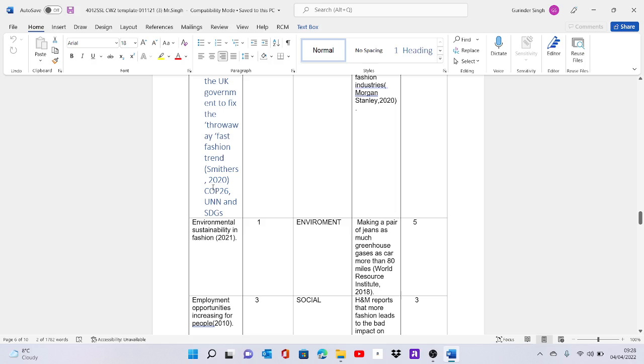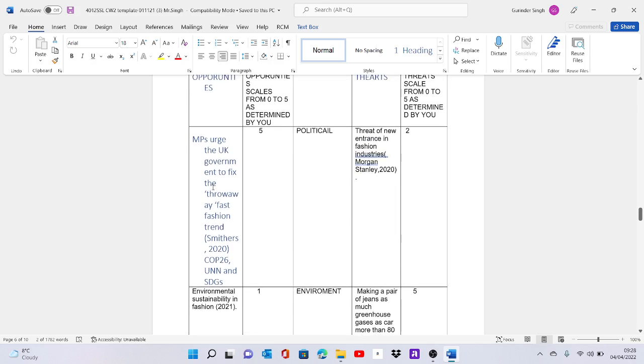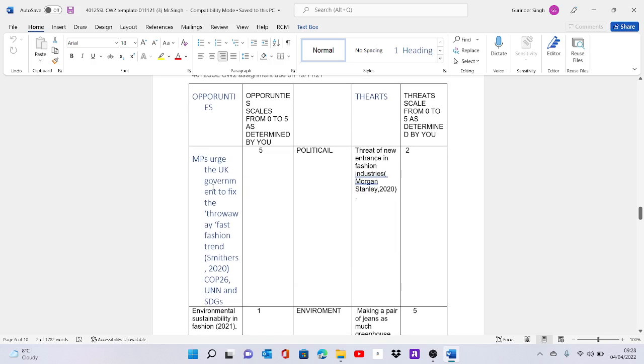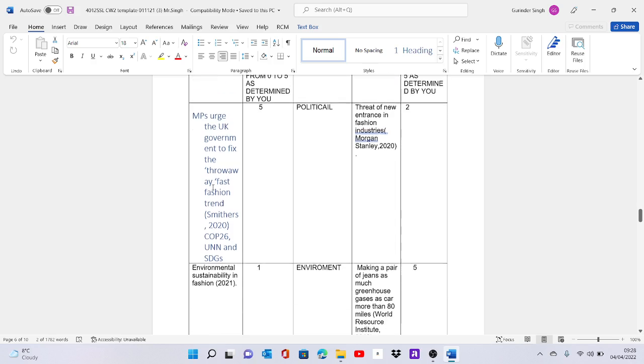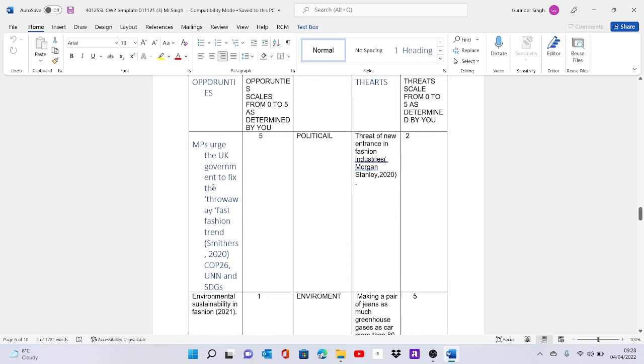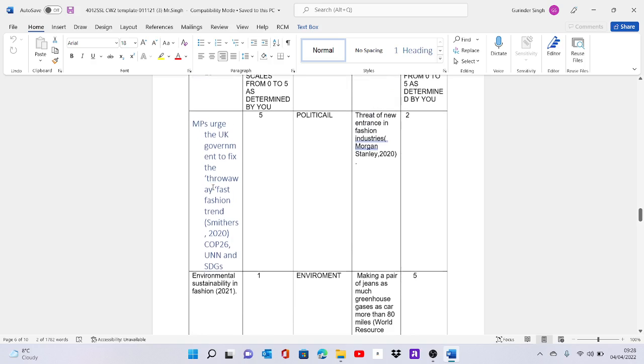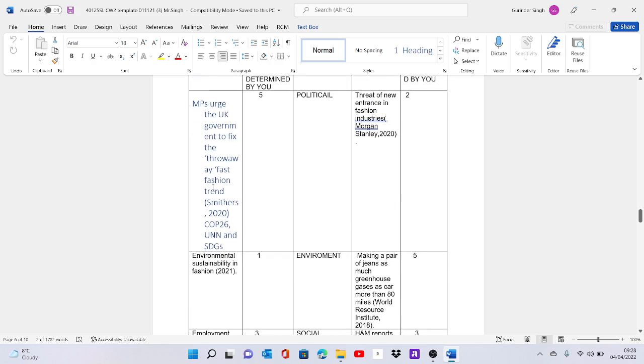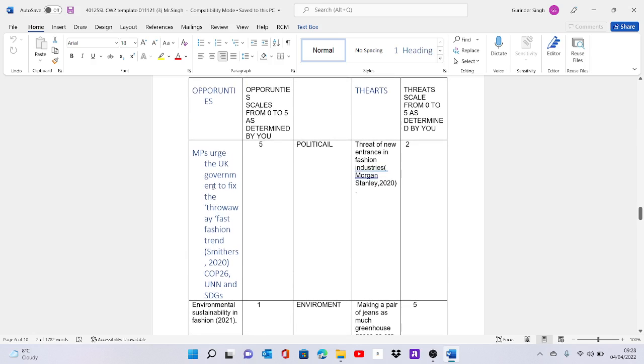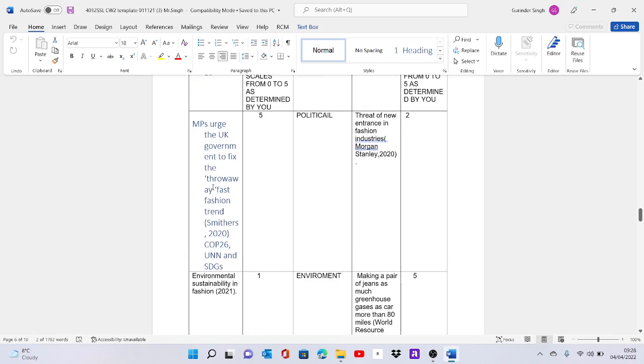Environment. Environmental sustainability in fashion is an opportunity. Opportunity scale from 0 to 5 determined by me: 1. And the threat of environment: making a pair of jeans produces as much greenhouse gases as a car driving more than 80 miles, according to the World Resources Institute 2018. Threat scale from 0 to 5 as determined by me: 5.